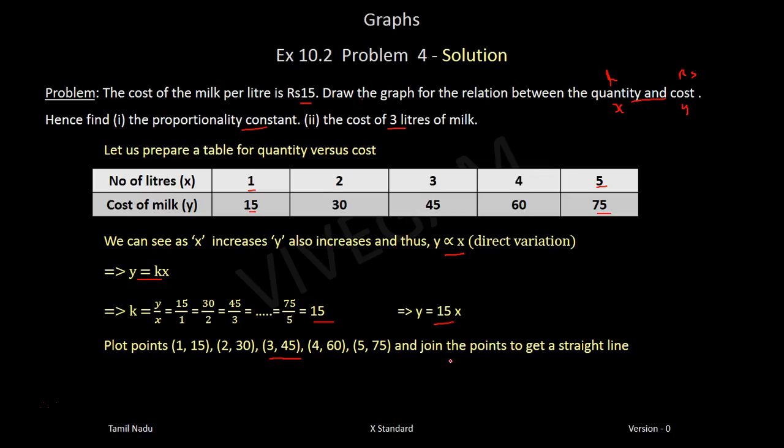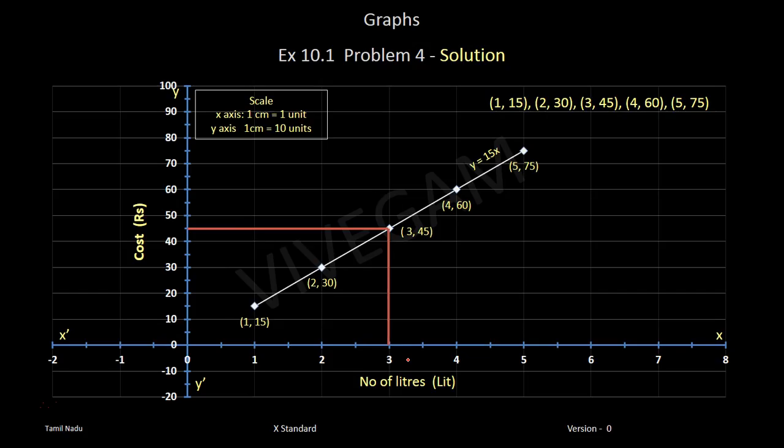So we have the scale, we have the plot points. Okay, so go ahead. So we have the y-axis and x-axis, and we know x cannot be negative because it's number of liters.